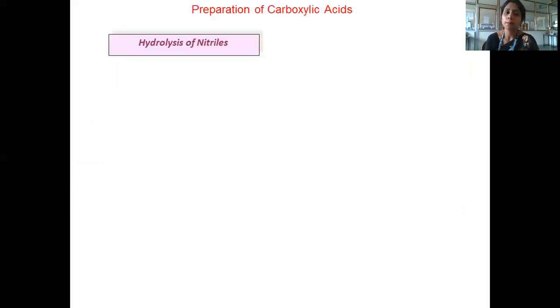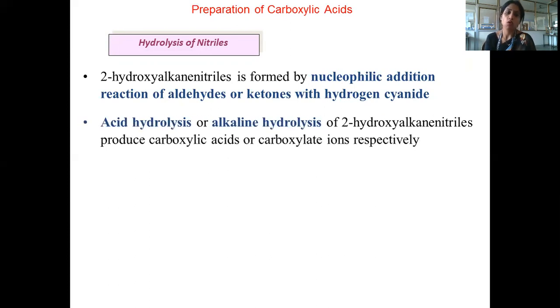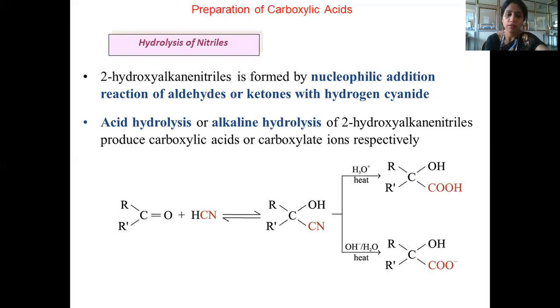Then coming to preparation using hydrolysis of nitriles or cyanides. The mechanism is basically nucleophilic addition reaction of aldehyde or ketone with HCN, hydrogen cyanide, followed by acid hydrolysis or alkaline hydrolysis of the alkane nitriles, which produce carboxylic acid or carboxylate ion respectively. So this is the mechanism given.